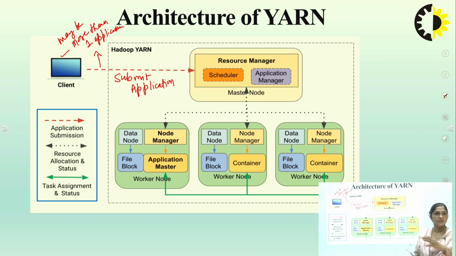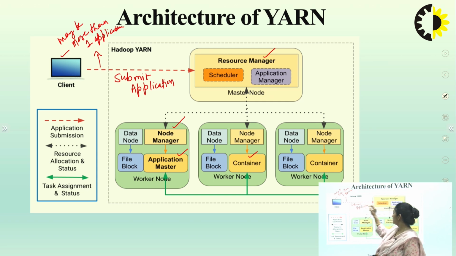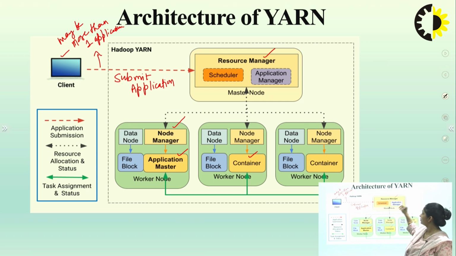Before starting this, I want to tell you that there are basically 4 main components in Yarn. What are those? Resource manager, node manager, application master, and container. These are the 4 main components of Yarn. Now start with this. After submitting the application, what will the resource manager do? Actually, this part is split into 2 parts, scheduler and application manager.